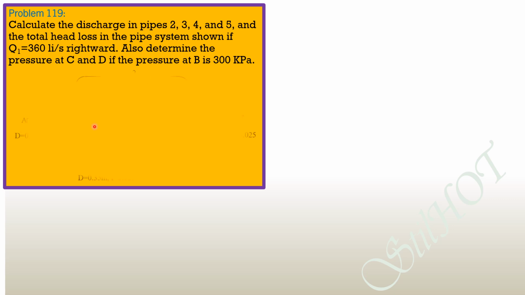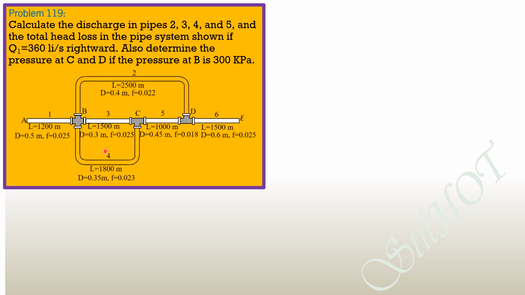So here is the given figure, and in this figure, we have pipes that are on the same horizontal plane. That's the assumption. This is the plan or the top view. And these are the given information and the properties of the pipes.